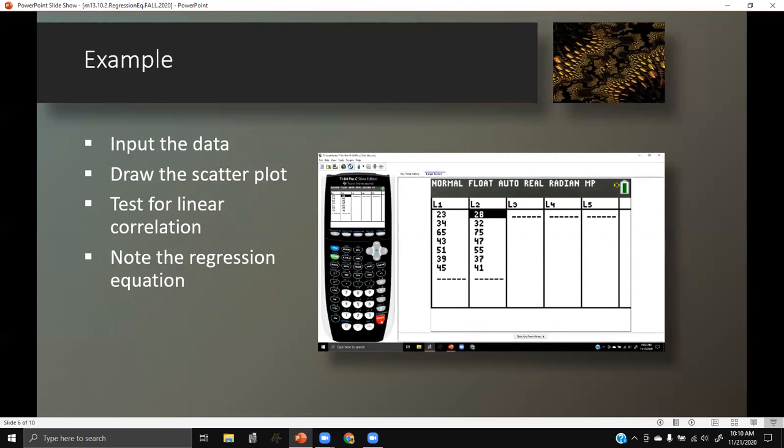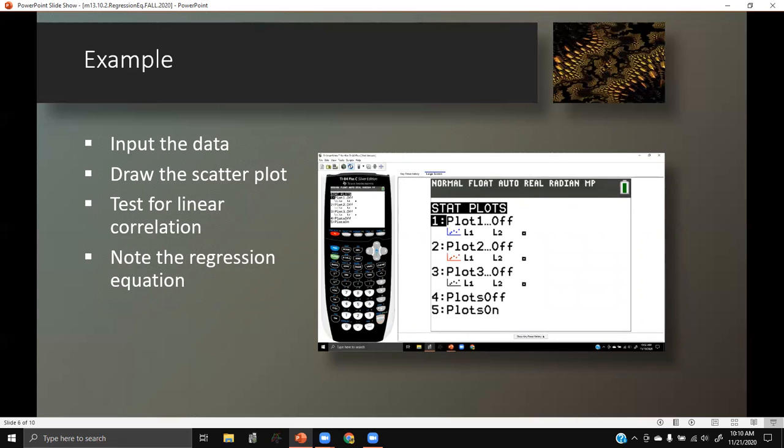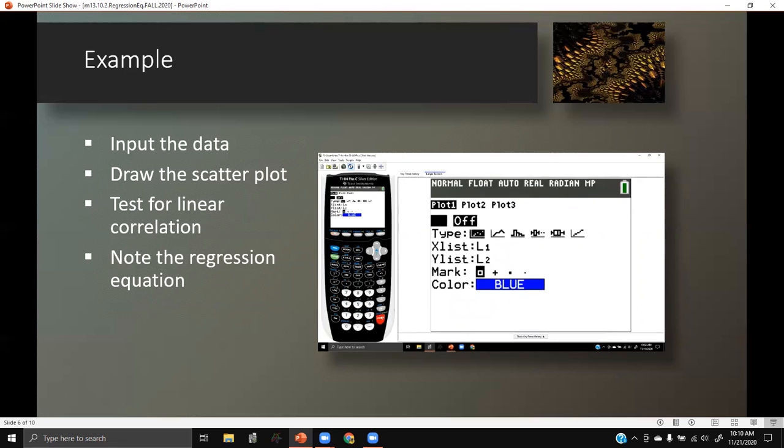So I put my data in my calculator, list 1 and list 2. You've seen me do that many times before. I don't think you want to see me do that again. I'll go to stat plot and I'll select plot 1. I need to make sure it's turned on. If off is selected, I'll need to go down and make sure I hit enter to select on.